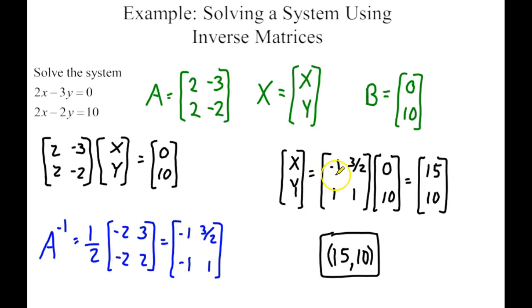Using matrix multiplication, negative 1 times 0 is 0. 3 halves times 10 gives us 15. 1 times 0 is 0. 1 times 10 gives us 10. So that means the solution to this system is going to be the ordered pair (15, 10). Our X value is 15. Our Y value is 10.